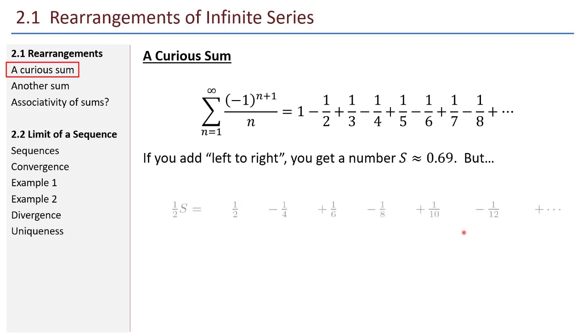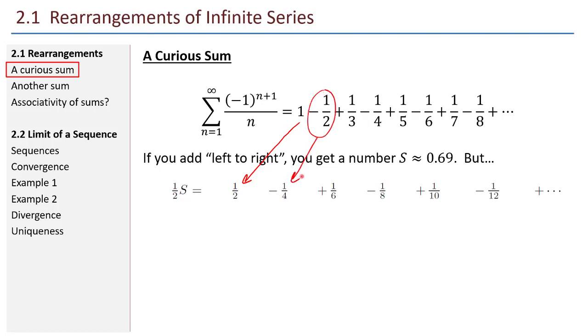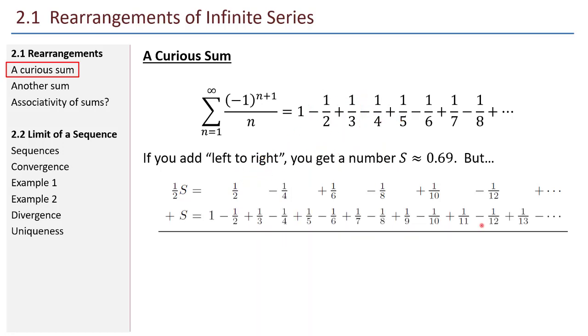But something funny happens. Let's imagine you take half s. All right, so I just halve all the terms of the sequence. So 1 becomes 1/2. The minus 1/2 turns into a negative 1/4. The plus a third is plus a sixth. The minus a fourth is minus an eighth, and so on. So I can take half of that sum. And then we will add s to it.